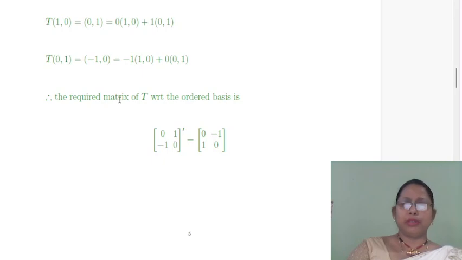Therefore, the required matrix of T with respect to the ordered basis is the transpose of the coefficient matrix in the expression of T image of (1,0) and T image of (0,1). The coefficients on the right hand side are (0,1) and (minus 1,0), transposed, and it is equal to the matrix with rows 0, minus 1 and 1, 0.